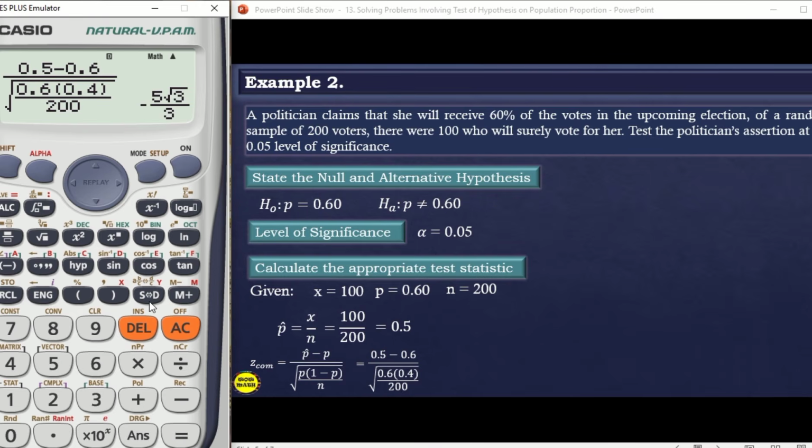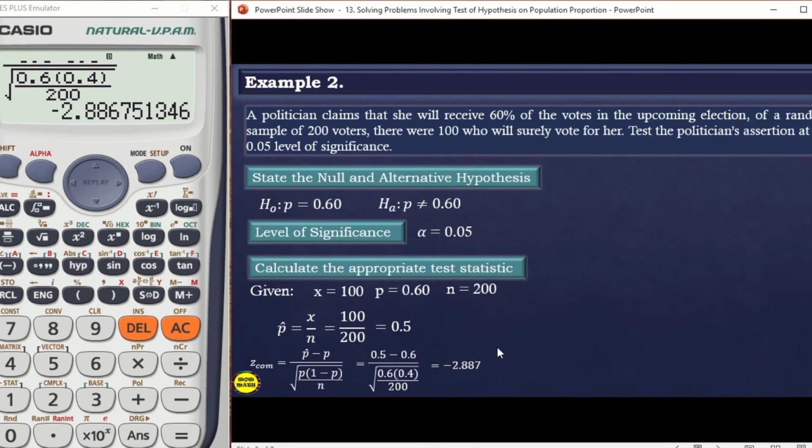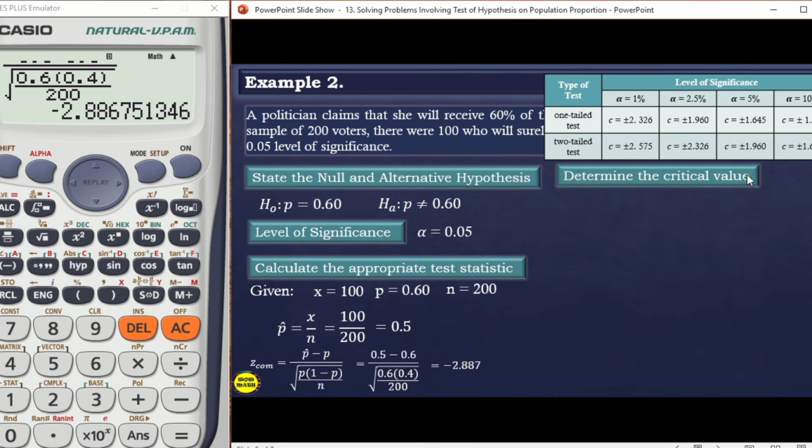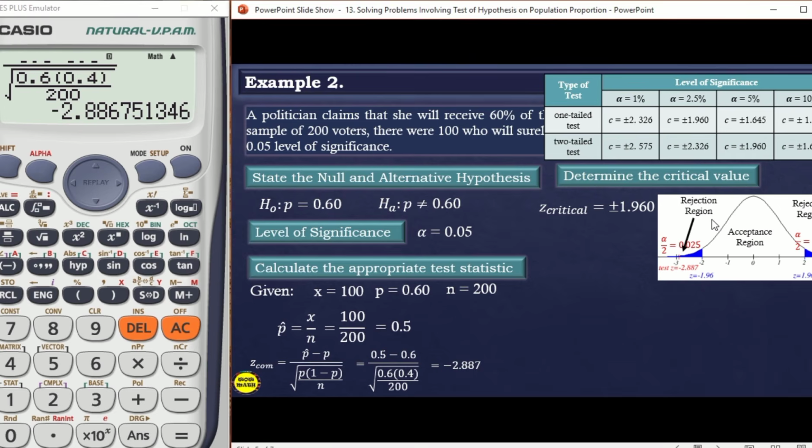So ano yung computed value natin? So, yung computed value natin is negative 2.887. And after that, determine the critical value. So, na-identify natin na ito ay two-tailed test. So, gamit yung table natin, dito tayo titingin. And then, two-tailed test, ano yung level of significance? 0.05. So, dito tayo titingin sa 5%. That is positive or negative 1.96 yung critical value natin. Again, yung critical value natin is positive or negative 1.96.